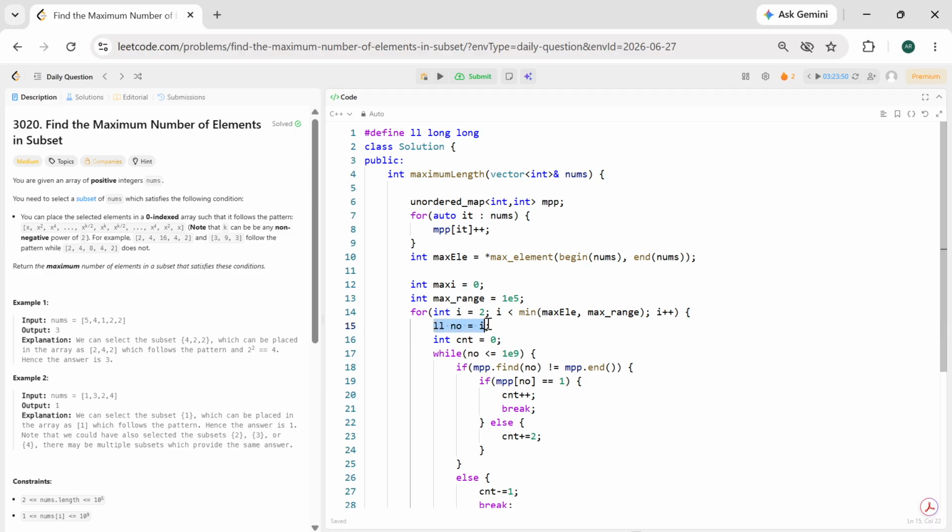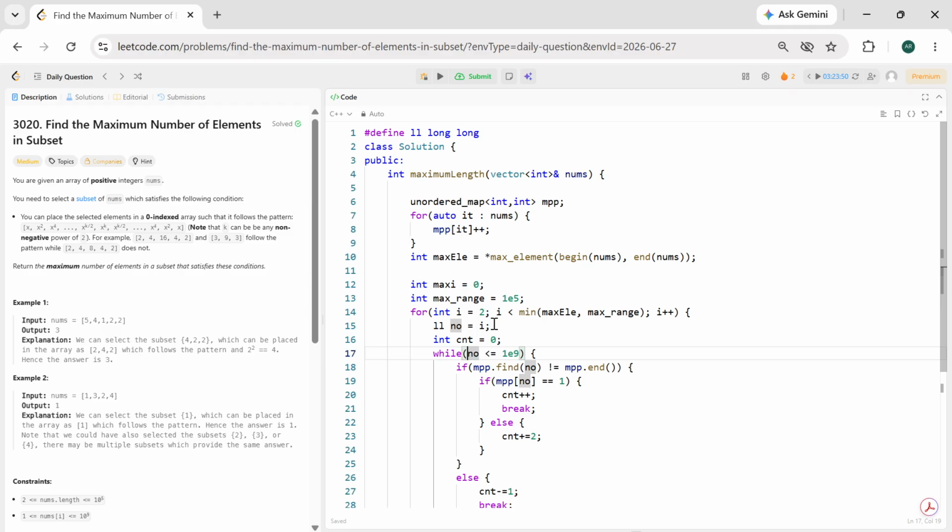Initially I'm initializing my number as i. You can also name it x, but here I have named it num. It is your choice, whatever you wish. Then my counter is initially 0. Counter is nothing but the number of elements, so initially there are no elements, I am assuming. If i is present in the map, this counter will increase its value, right?